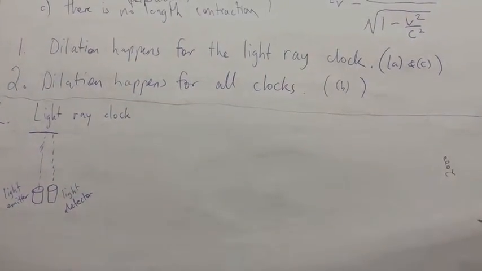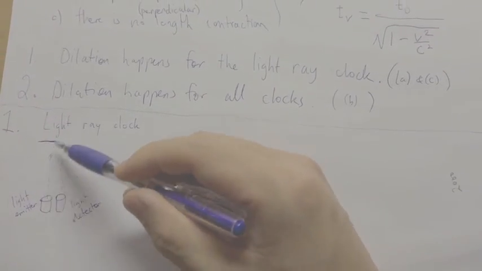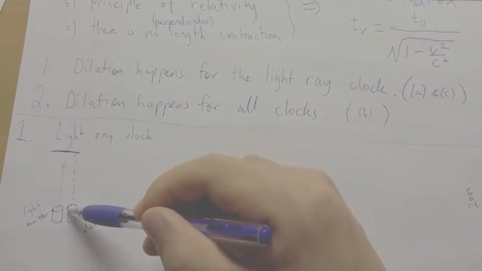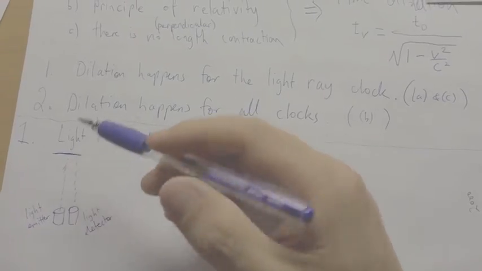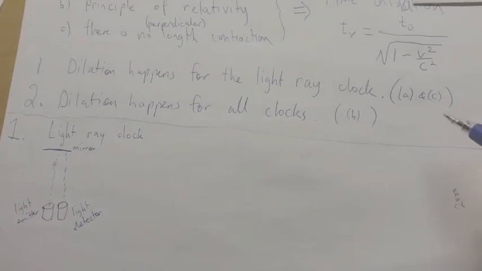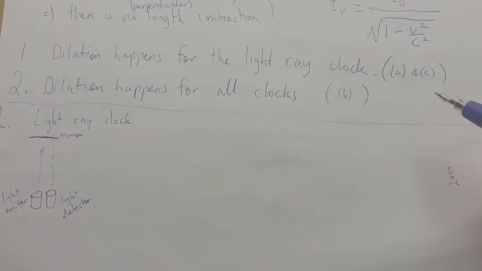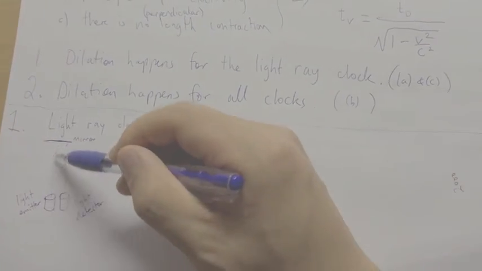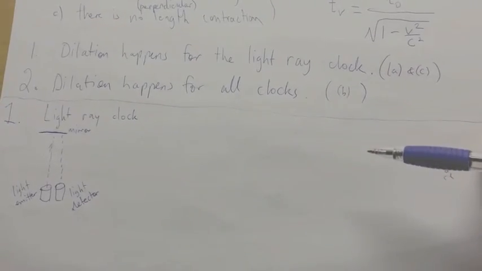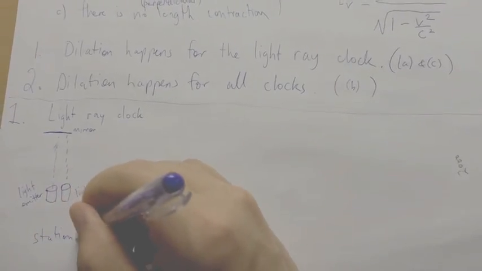And you can see how each light pulse, the time it takes to do a return trip, depends on the distance between basically the emitter and detector from the mirror. So that distance is important, and also depends on the speed of the light. Okay. Now, so that's a stationary light ray clock.